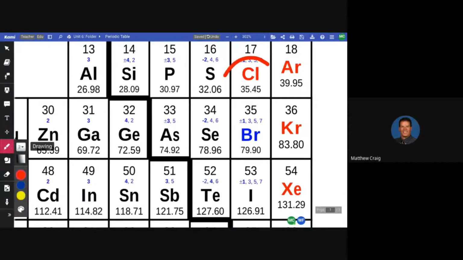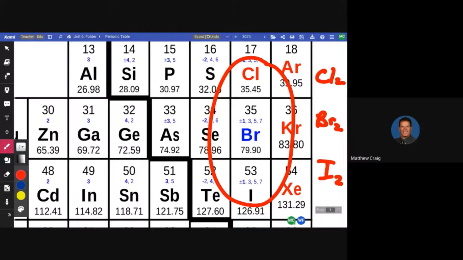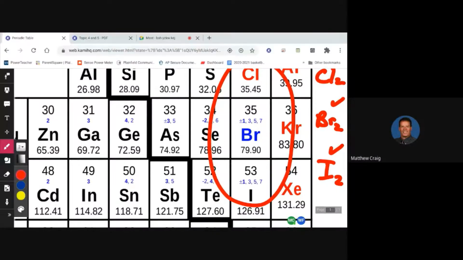All three of these, Cl2, Br2, and I2, have what type of intermolecular forces? They're non-polar, so it's London dispersion forces. They have London dispersion forces. So why is chlorine a gas, bromine a liquid, and iodine a solid? It all goes back to Coulombic attractions.